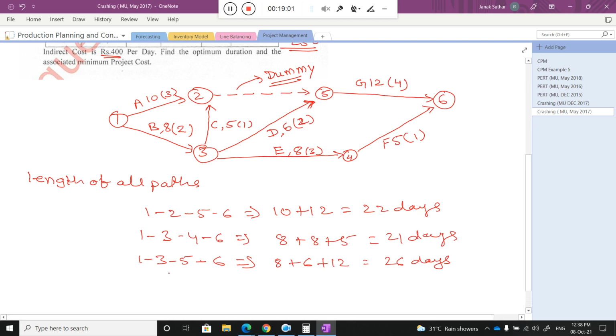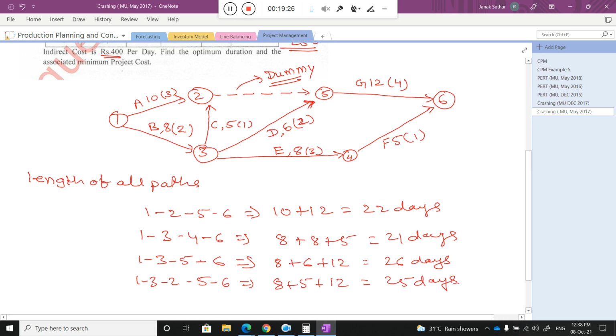Okay, any other path available, class? 1, 3, 2, 5, 6. Very good. What is the duration of this path? 8 plus 5 plus 12, with one reduction only, so you can say 25 days, right? Any other path available? I think we completed all the paths, right?